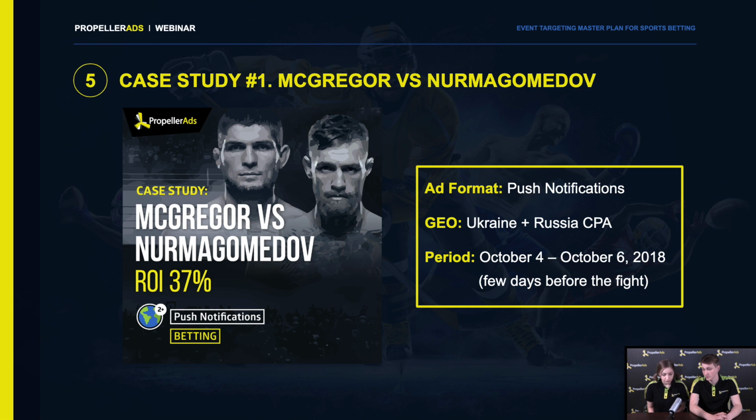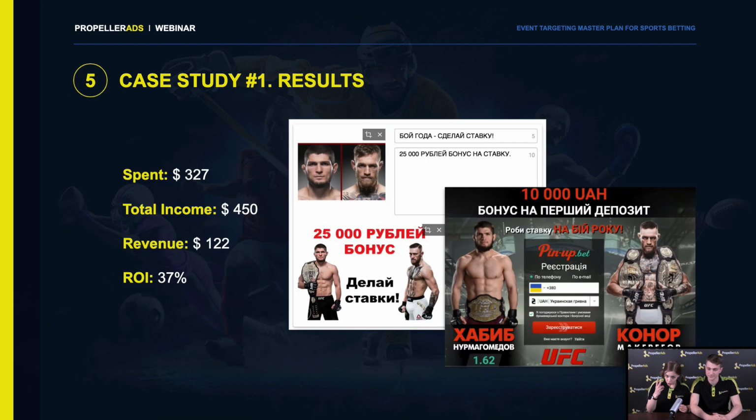Yeah, the period of launching was from October 4th to October 6th. The event was on the 8th? On the 8th of October, I guess, right? Okay, so it was 2 days before. So, pay attention. The campaigns lasted for 2 days. 2 calendar days. And the revenue was 122 for 2 days.